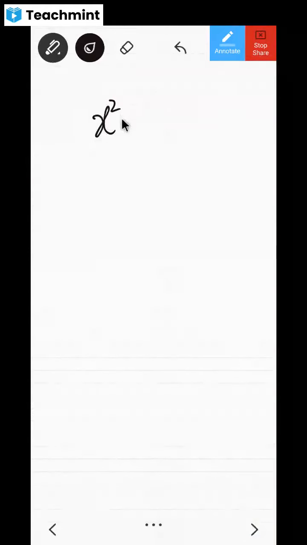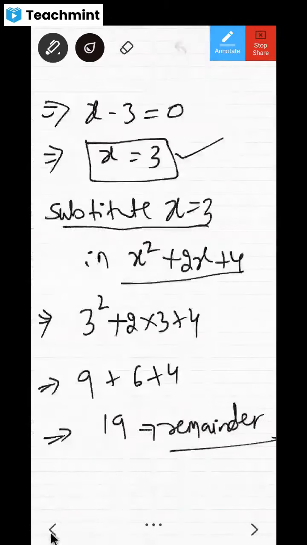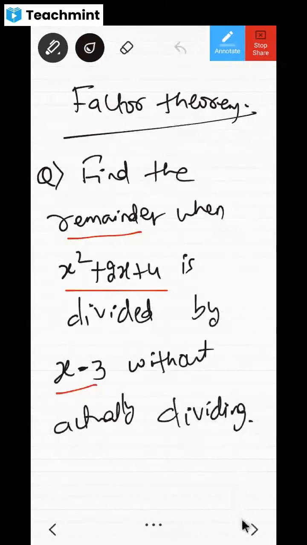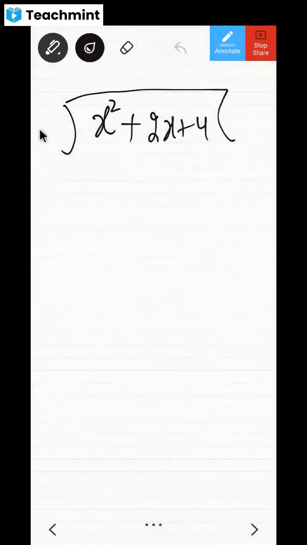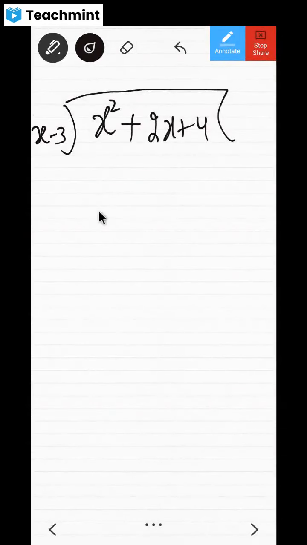X square plus 2x plus 4 is there, no? So what to divide it with? You have to divide it by x minus 3, no? If you want, you can divide by x minus 3. Then check. Can you divide this and do it, dear children? Can you do this?